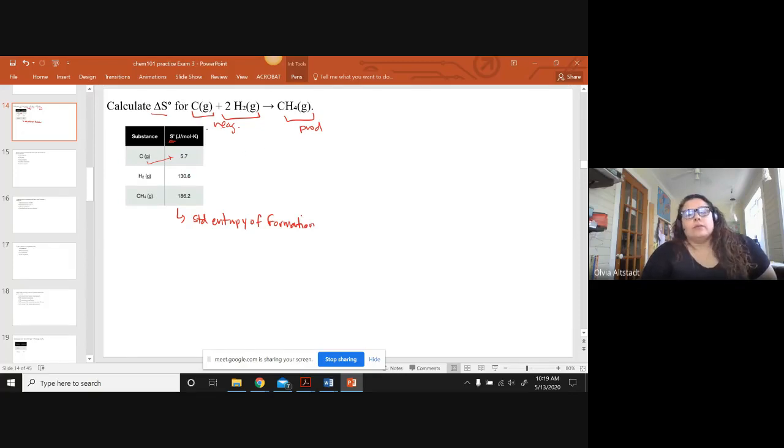So when I'm looking at these, just remember that the total entropy change is always final minus initial. So it's going to be the entropies of the products, which is the final, minus the entropies of the reagents. How do I get the entropies of the products? Well, I just add up the standard entropies of the products, and then subtract the standard entropies of the reagents. The product here is methane.